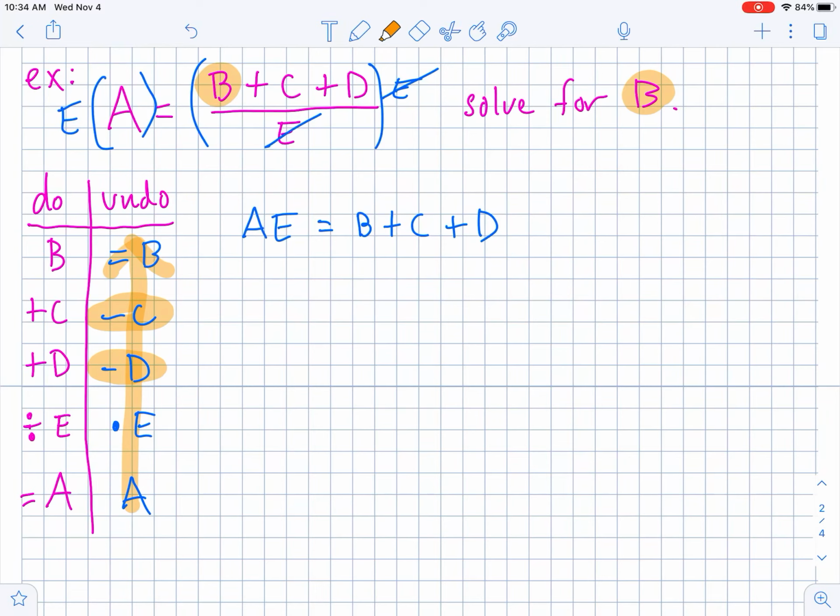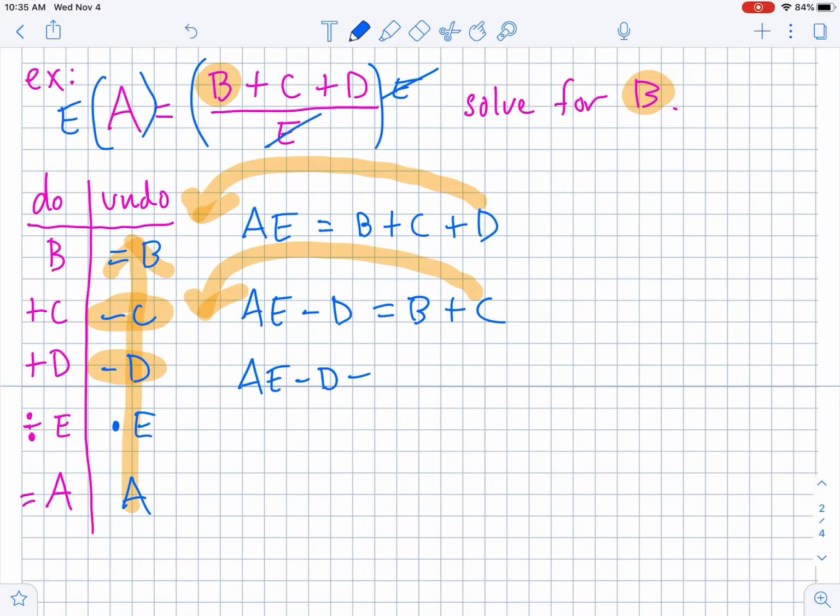Oh, hold up. I'm moving the wrong variable. Sorry, guys. We're trying to get B by itself. So we need to move D. I should have looked at my undo table. I need to move the D over to the other side, which will become a negative D. So it's AE minus D is equal to B plus C.